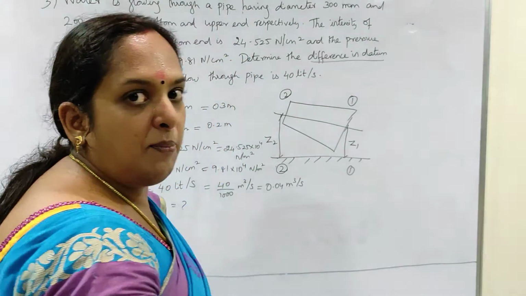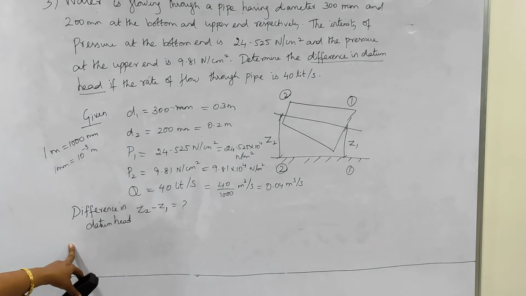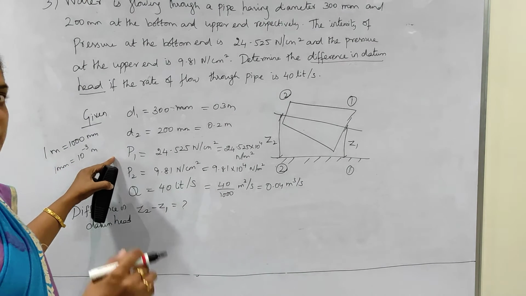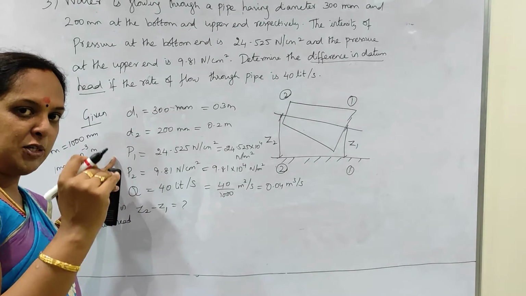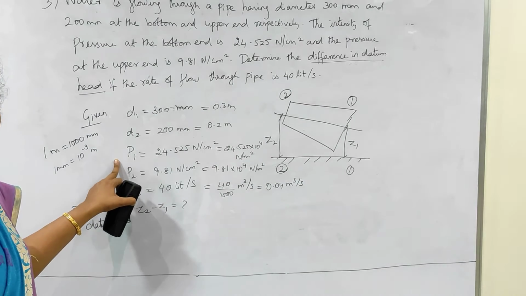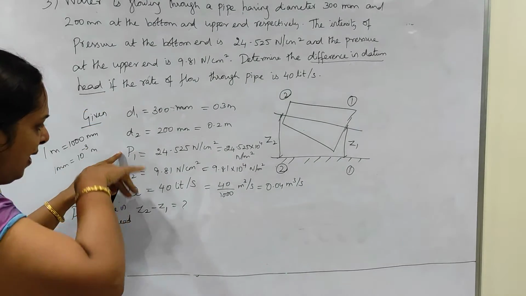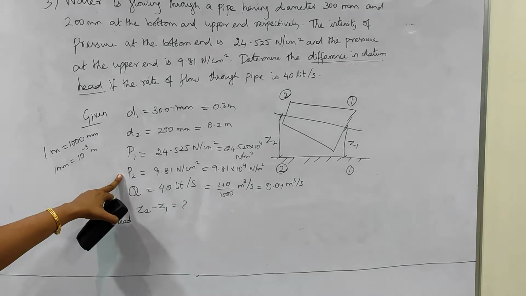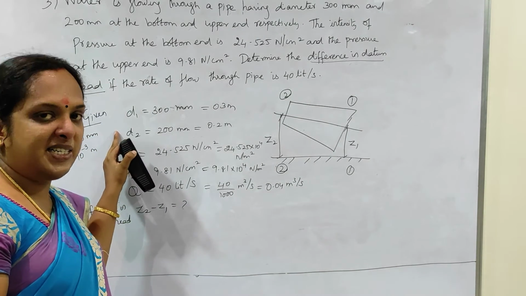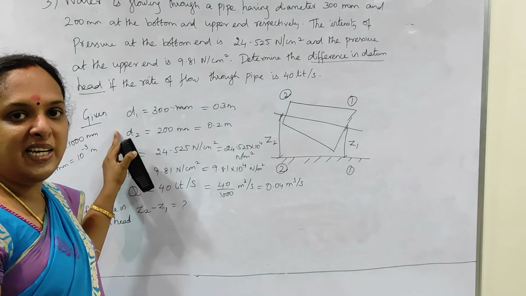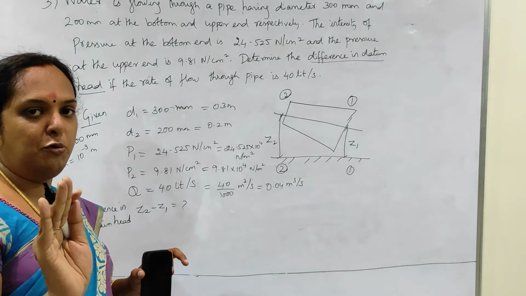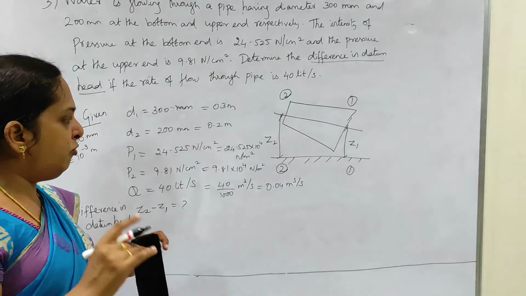Before this, for the datum head, we have to apply Bernoulli's equation. So we know Bernoulli's equation. What's the formula? P1 by rho g plus V1 square by 2g plus Z1 is equal to a constant, so we can equate that to section 2.2. P1, P2, rho g everything is known here, and from D1 and D2 we will be able to find out the area. But what is missing here is V1. We don't know V1, V2, Z1, Z2, so we can't solve with 4 unknowns.